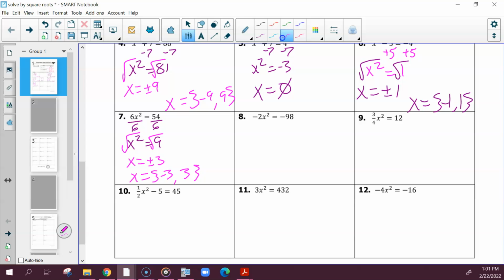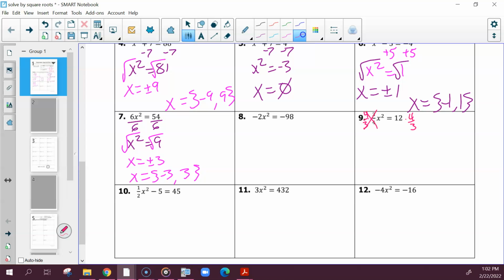We're going to skip 8 and go on to 9. So for 9, we have this fraction in front of x squared. Instead of dividing both sides by 3/4, we're going to multiply by the reciprocal, 4 over 3.